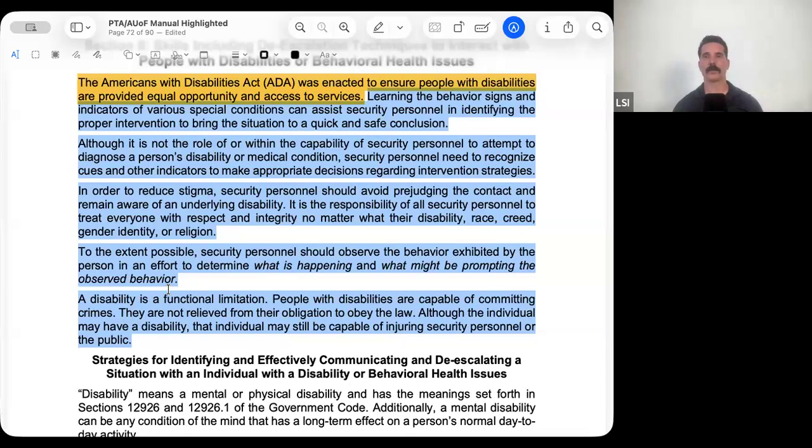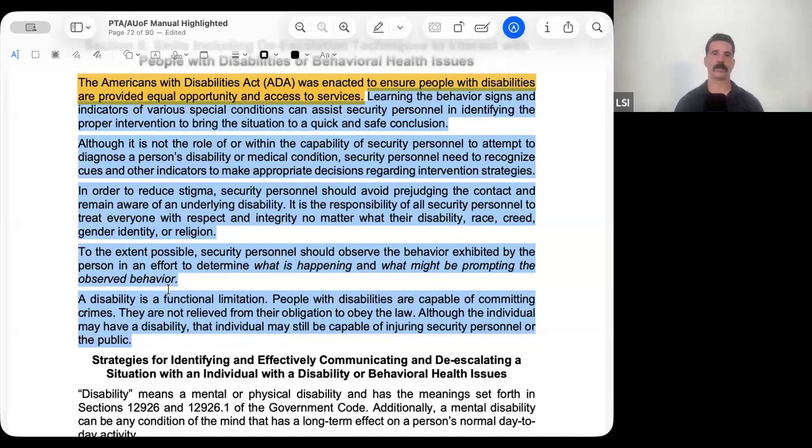It is the responsibility of all security personnel to treat everyone with respect and integrity, no matter what their disability, race, creed, gender identity, or religion. To the extent possible, security personnel should observe the behavior exhibited by the person in an effort to determine what is happening and what might be prompting the observed behavior.